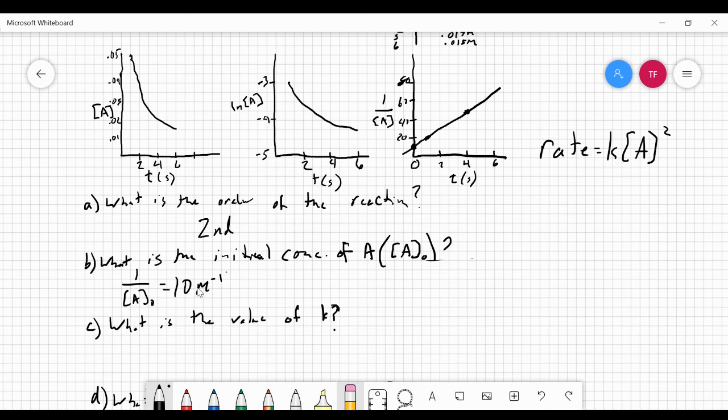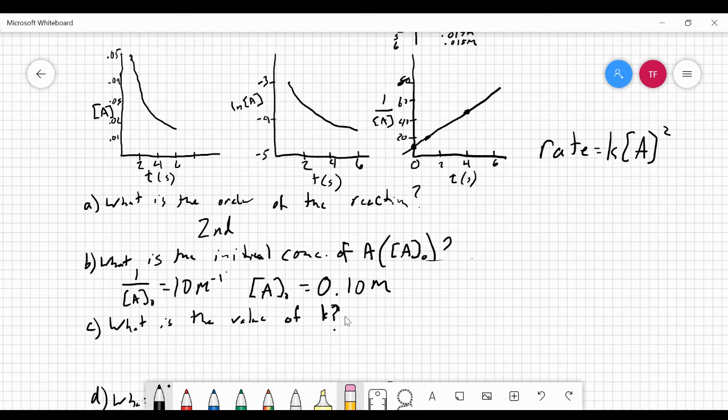That's not the initial concentration. That's the inverse of the concentration. So if we rearrange this equation and solve for the concentration of A at time 0, the inverse of 10 is 0.10 molar. So that's our initial concentration of substance A. Again, we can't just take it straight off the graph, because that's the inverse of the concentration. But we can solve for the initial concentration by taking the inverse of that y-intercept.